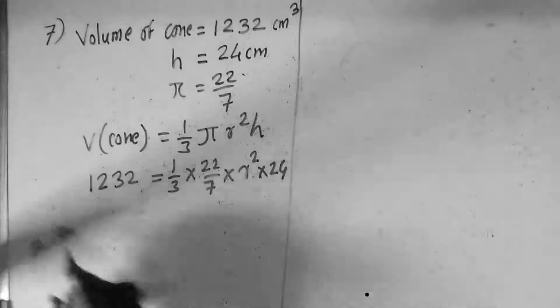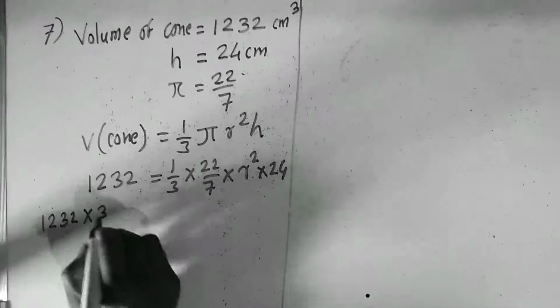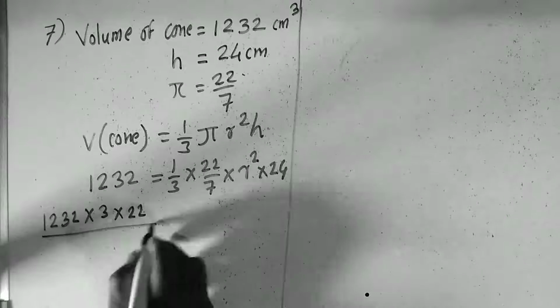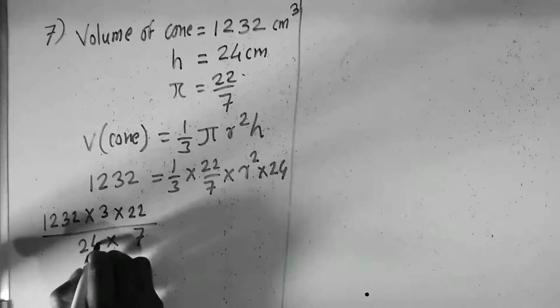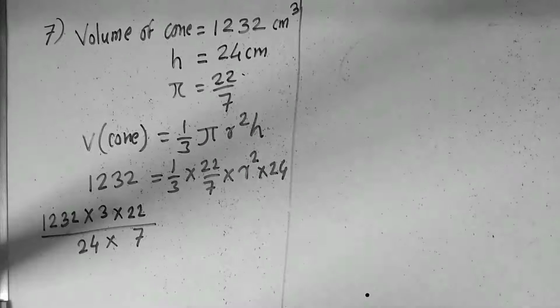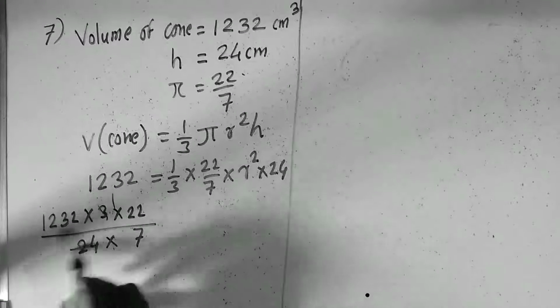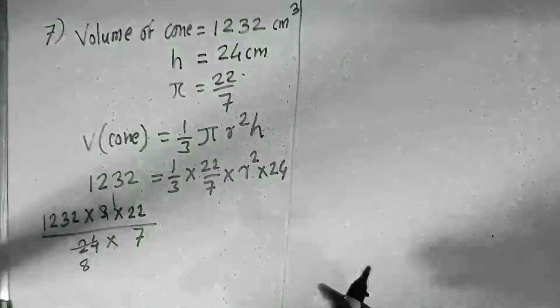Now 1232 multiplied by 3 upon 1, so 1 no need to write, it will become 22 by 7. 24 is multiplying, so it will divide. Now it looks good. Now you can see that 3, I can divide into 24. 3 ones are 3, 3 eights are 24. Whatever is possible, I am going to divide it.